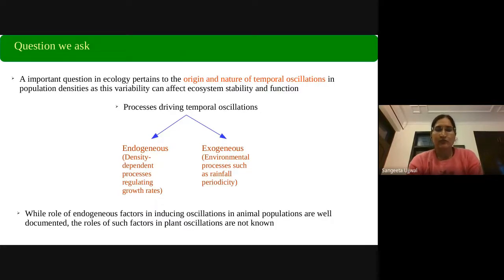While the role of endogenous factors in inducing oscillations in animal populations is very well documented, as I said, in Lotka Volterra kind of systems, they have been studied very well, and there are a lot of variants of those models that include one kind of species and many species and so on. But in plant populations, both of these factors and their roles are not very well understood. So in this study we try to do that.